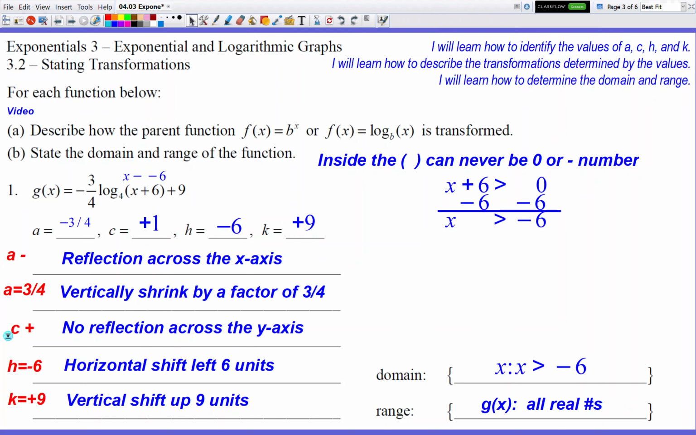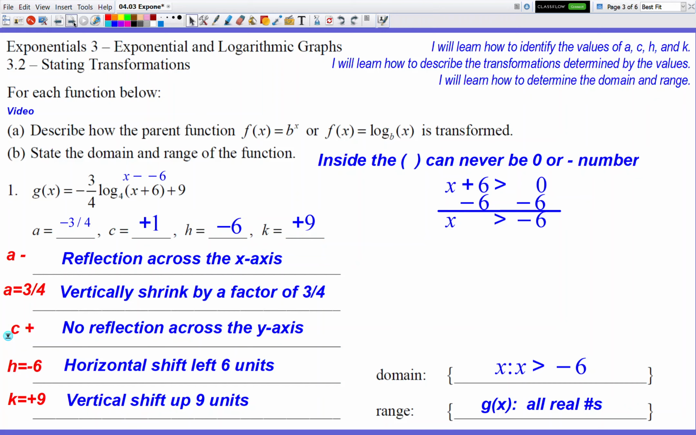All right, so getting on to domain and range. So range, your favorite, all real numbers. Domain, though, because this is a logarithmic function, you got to grab the argument, or what's inside the parentheses, x plus 6, set it greater than 0, and then solve for x. So minus 6 both sides, and you're going to get x is greater than negative 6, and that's going to be your domain.